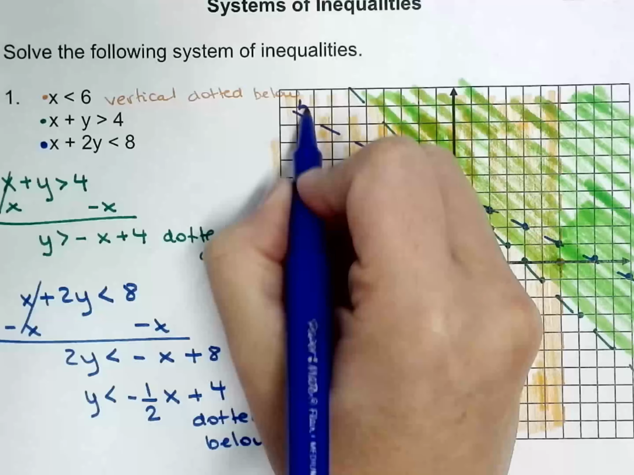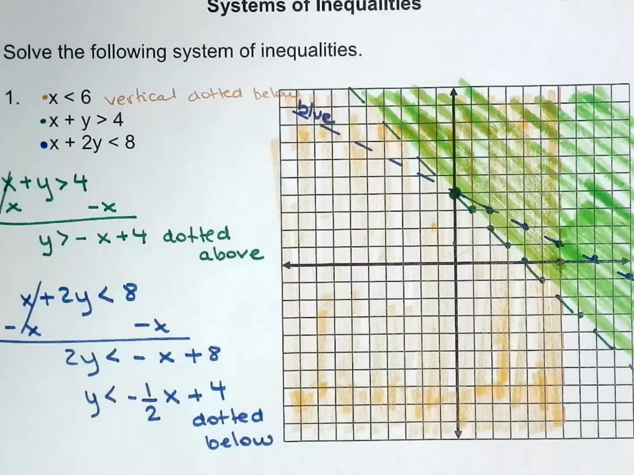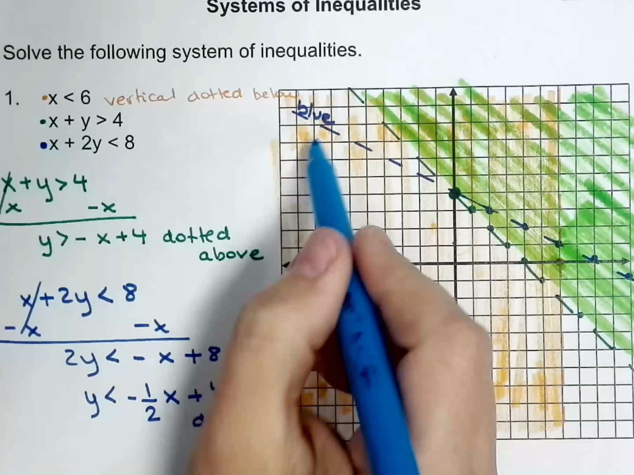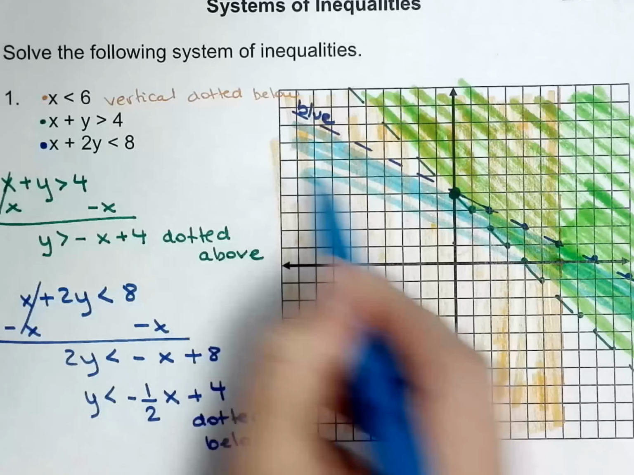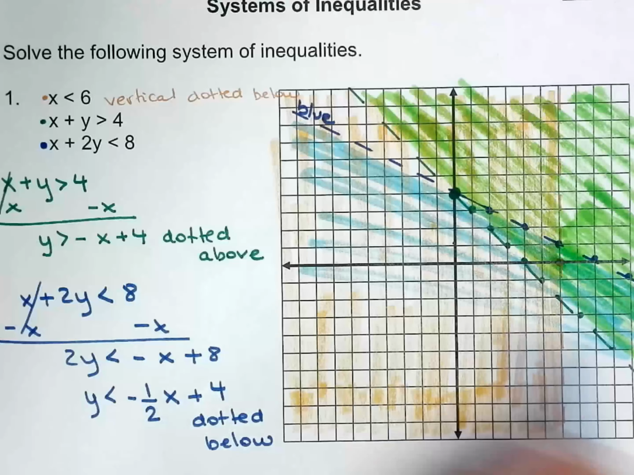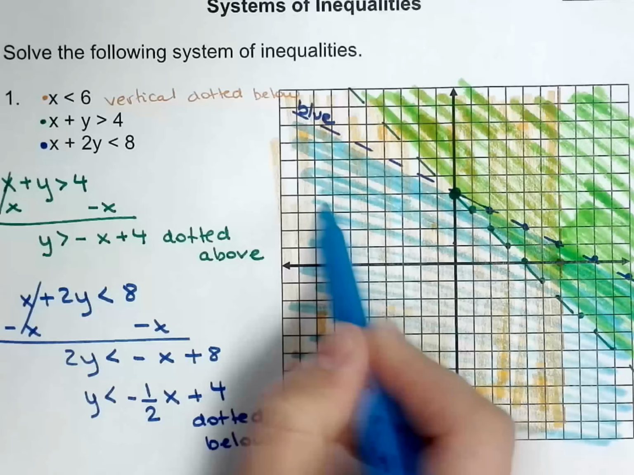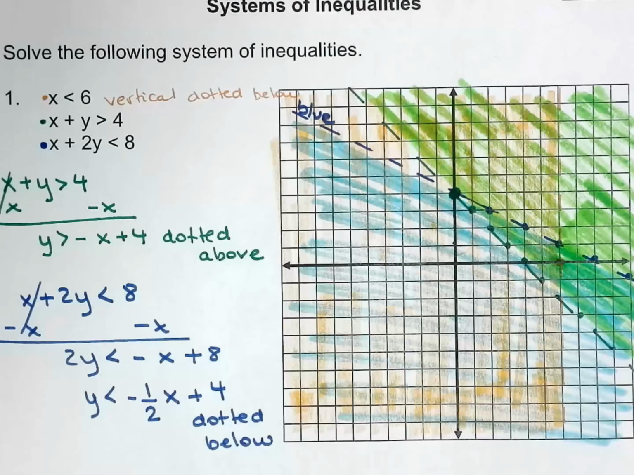Okay, this is the blue line. And below the blue line is everything right here. Okay. What does all this mean?